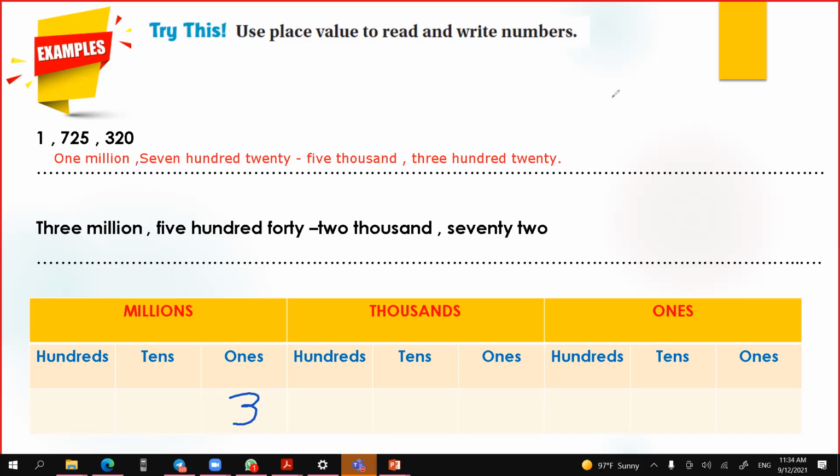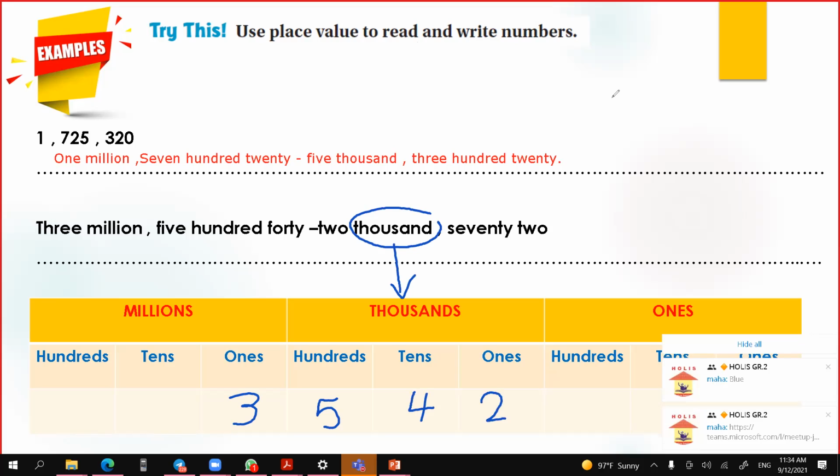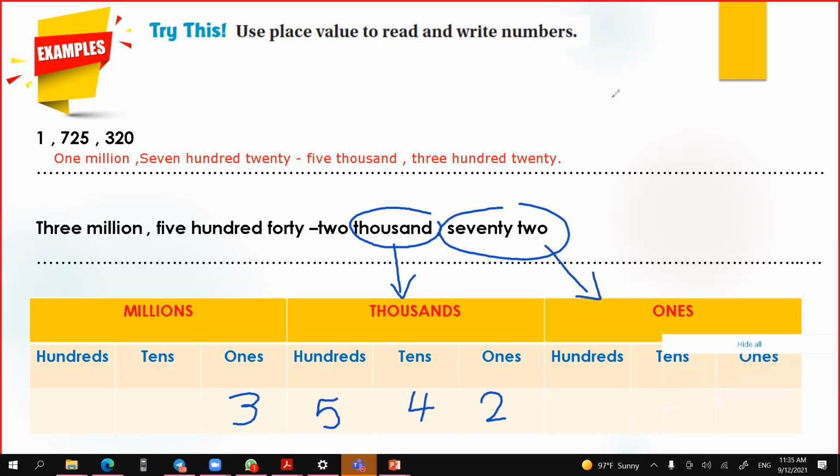Then 542,000. So where should I go? To the thousand home. 500, that's mean under 100, I will write number 5. 42, this is 42. Then, comma, so I need to go now to the ones here. 72.